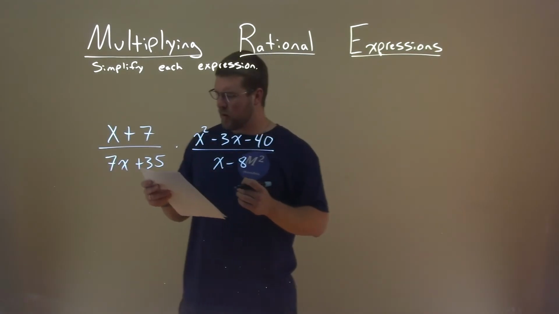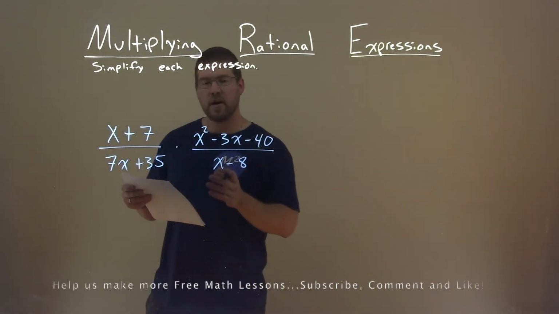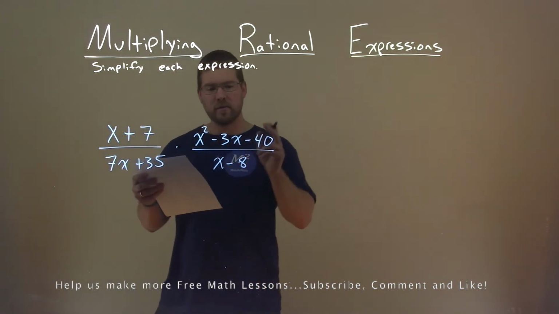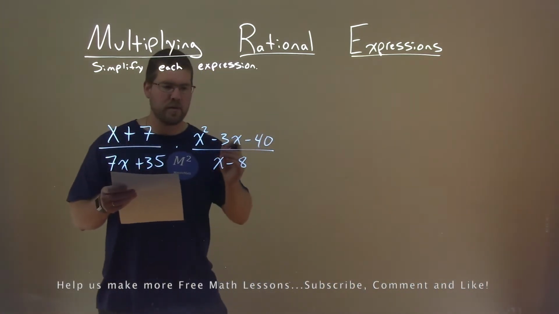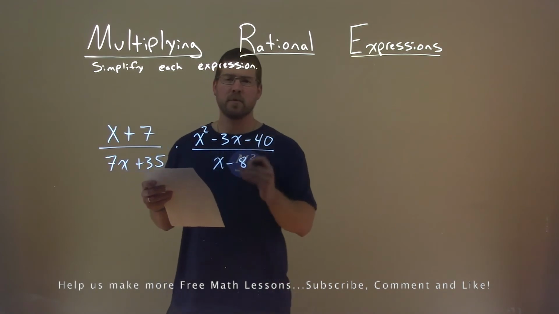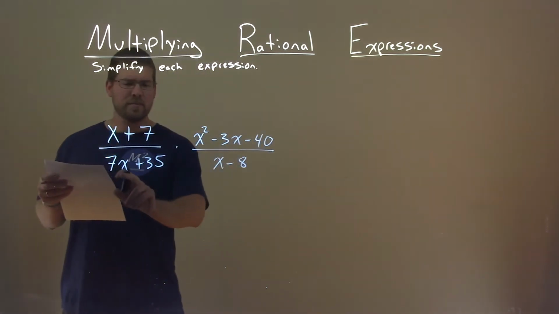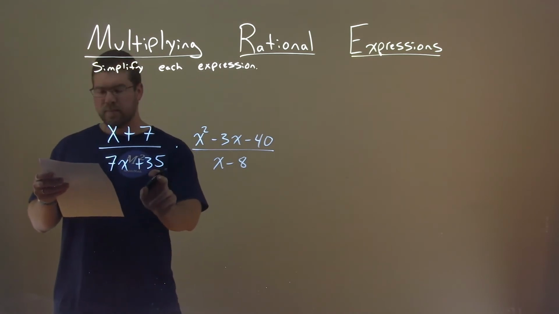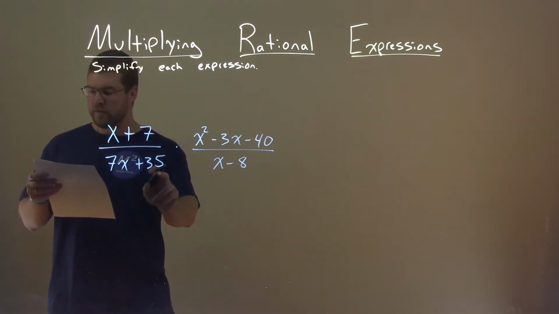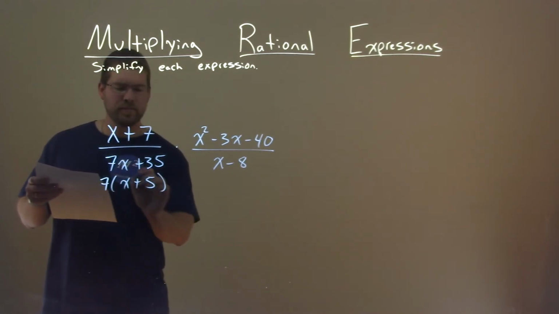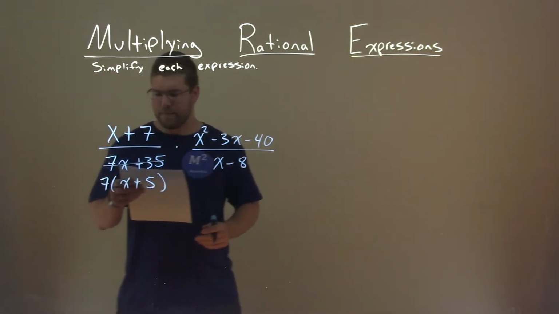We're given this problem right here. x plus 7 divided by 7x plus 35 times x squared minus 3x minus 40 divided by x minus 8. And we want to simplify this expression. Well, first let's see if we can factor some of these things out. 7x and plus 35, if I pull out a 7, I have an x plus 5 left over. So I'm going to rewrite that as that.